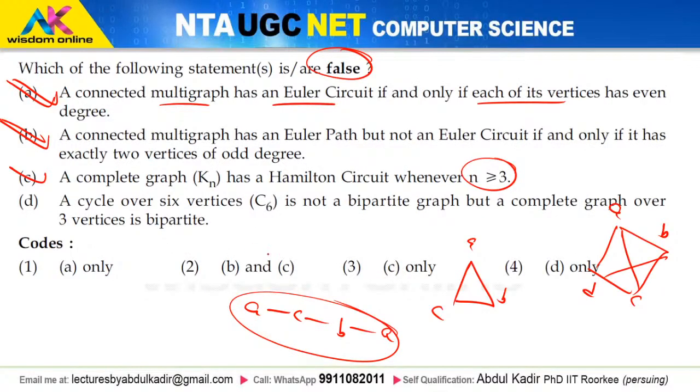So that's why the answer will be only D. So the answer will be 4, only D. So the first 3 statements are true statements and he is asking for the false statement. So the answer will be D.